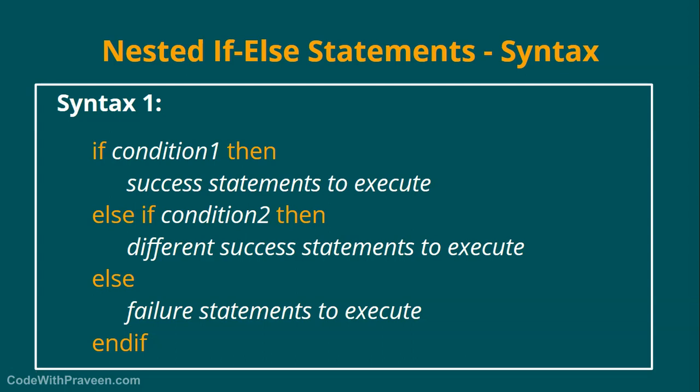In the first syntax, we have multiple if conditions one after the other. As you can see here, we have the first if condition, then another if condition, and like that you can keep repeating n number of times. So this is the first way of achieving the nested if else. Basically, you have multiple if conditions one after the other.